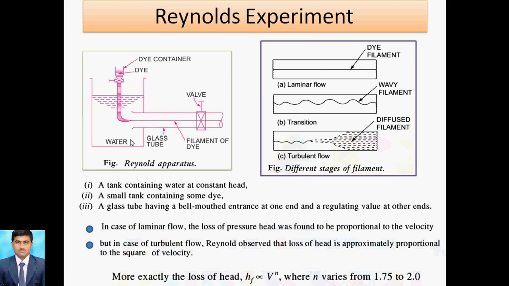So this is regarding the Reynolds experiment. We can easily identify these by observations or by practicals. This is the Reynolds apparatus, or you can say the Reynolds experiment. Here it is clearly shown that a straight line is laminar flow. This zigzag is the transition. First it is wavy, but after that it becomes diffused. These are the different stages of the filament.